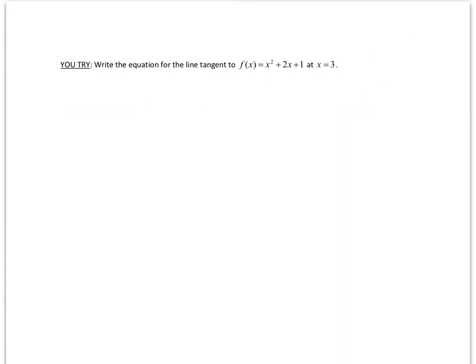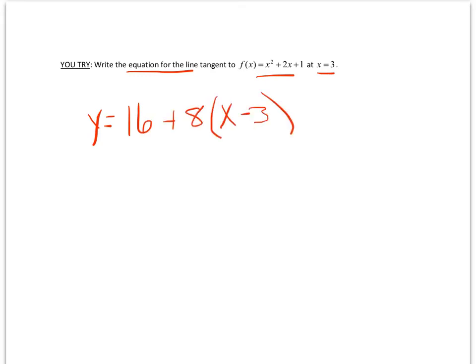Now it's time for a u-try. Write the equation of the line just like we did in the past two examples for this function, this quadratic right here, and your x value is x equals 3. Pause video, give it a try. The answer we get is y equals 16 plus 8 times (x minus 3). You've got your point, and you've got the slope. If you got it, congratulations. If not, make sure you try to figure out where you went wrong, try it again, and come to class with questions.